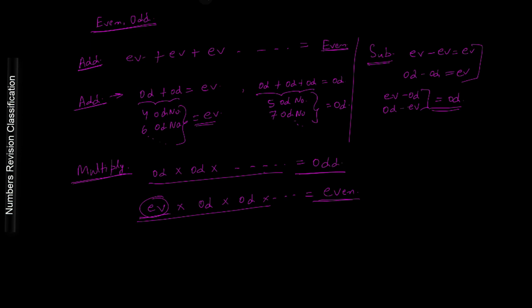Now let's talk about natural numbers. Natural numbers can be further divided into two types, prime and composite. So let's take it one by one. Very important: prime and composite. I'll write composite later on. First, let's describe prime numbers.